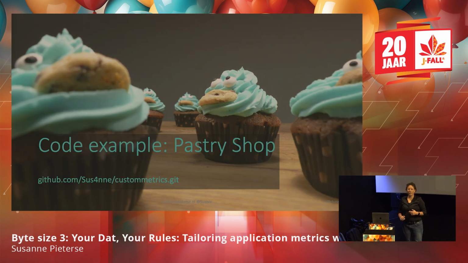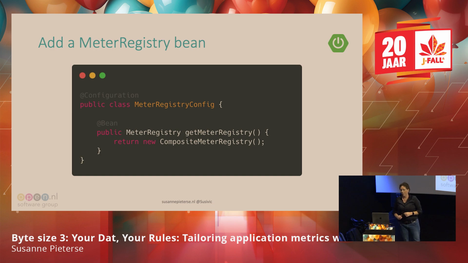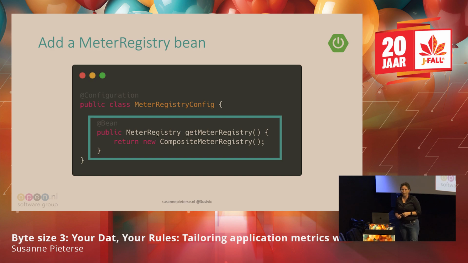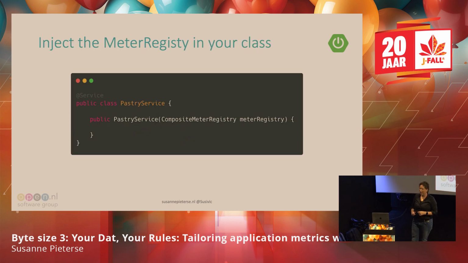And to show you how, I created a pastry shop. I figured there are enough coffee shops, and what goes well with coffee is a pastry. So I used the pastry shop in this case. You can download it from my GitHub if you want to. And well, first you start with creating a bean for a meter registry in a configuration class. Like this, and then you have the meter registry.